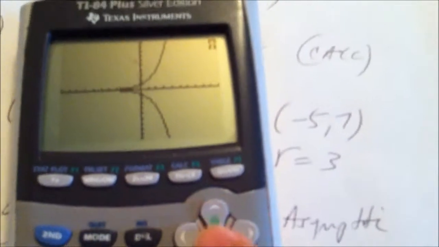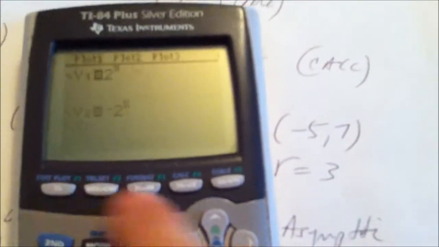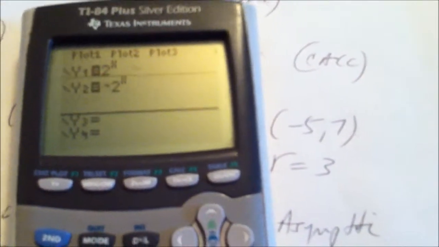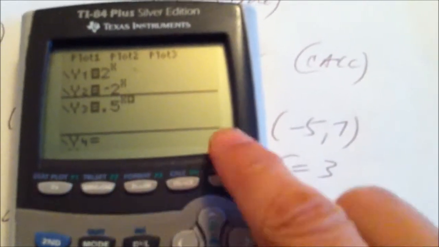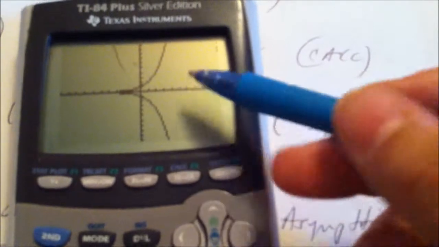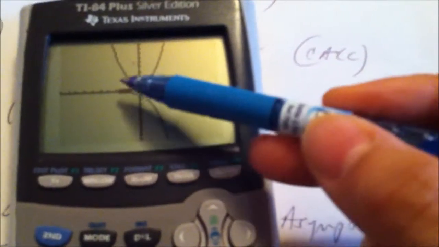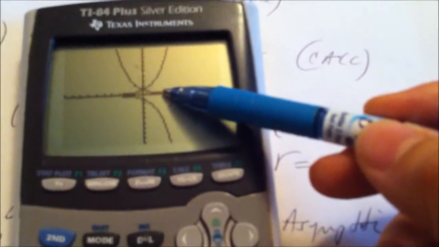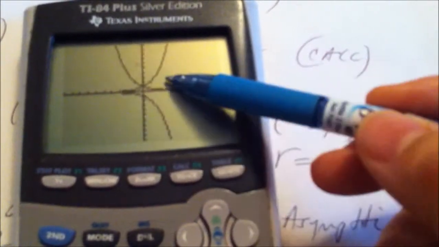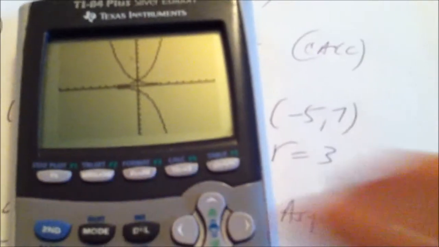The other one was, I think, 1 half. I'm just going to write 0.5 so I don't have to use the fraction feature here, to the x power. And you can see that when we graph this, it's going to be a decay curve. It's going to be a reflection over the y-axis of the original graph. So that's 0.5 to the x, which is decay. All have the same asymptote.